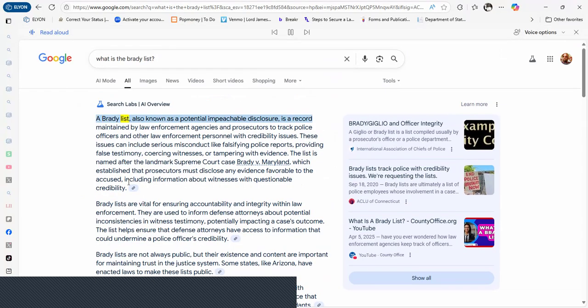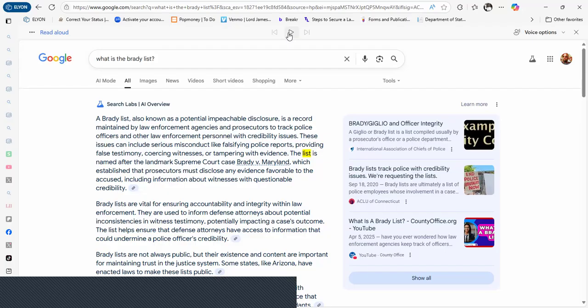A Brady list, also known as a potential impeachable disclosure, is a record maintained by law enforcement agencies and prosecutors to track police officers and other law enforcement personnel with credibility issues. Oh, These issues can include serious misconduct like falsifying police reports, providing false testimony, coercing witnesses, or tampering with evidence. The list there's a whole lot more that they have done and do, and it is on that list.